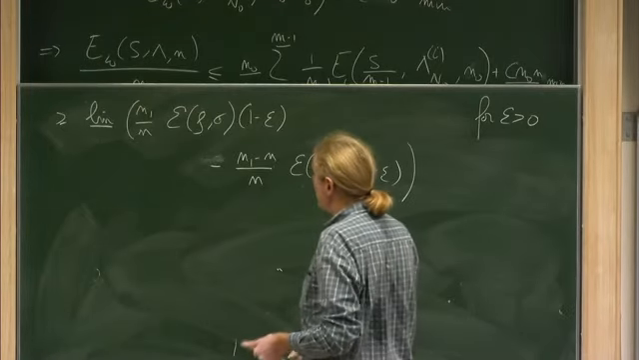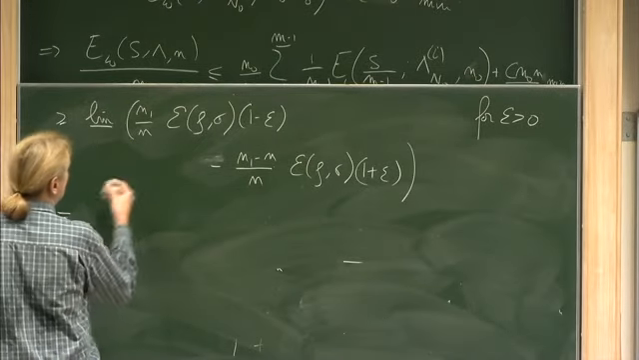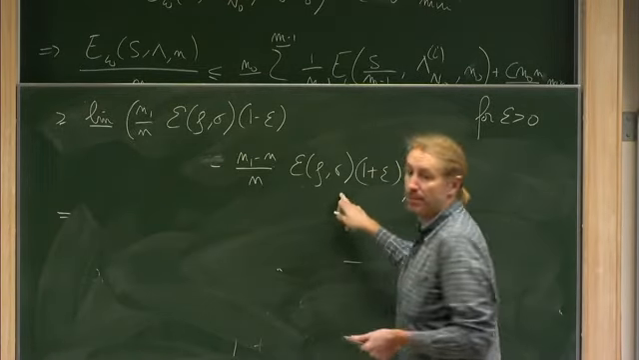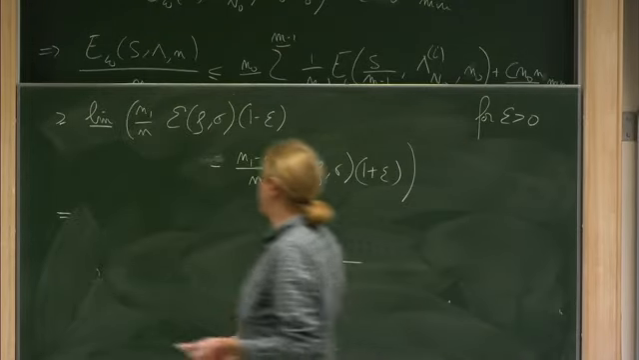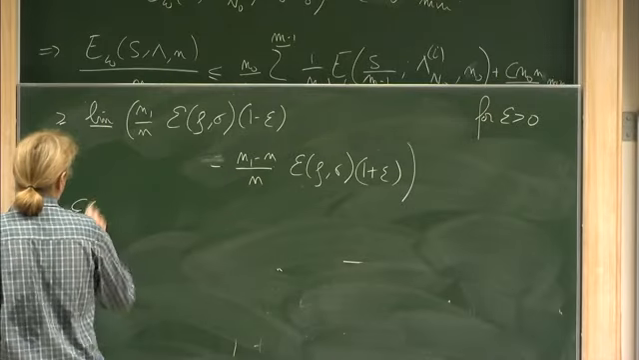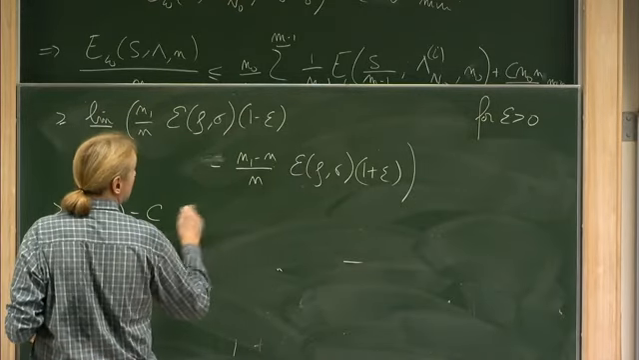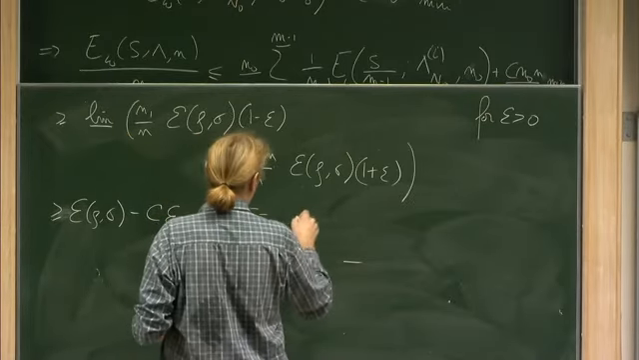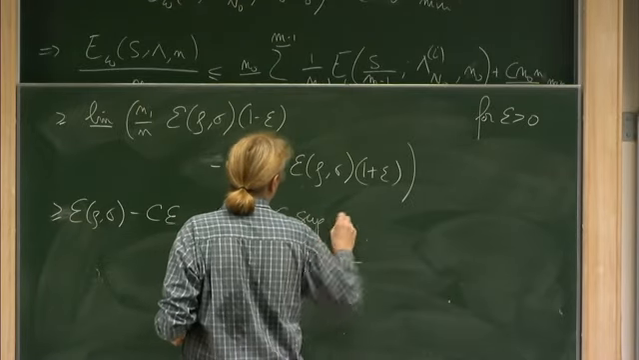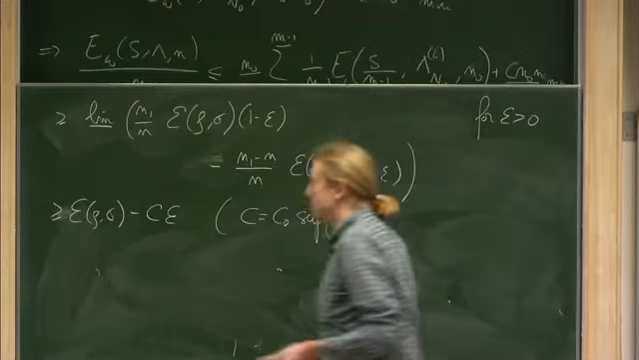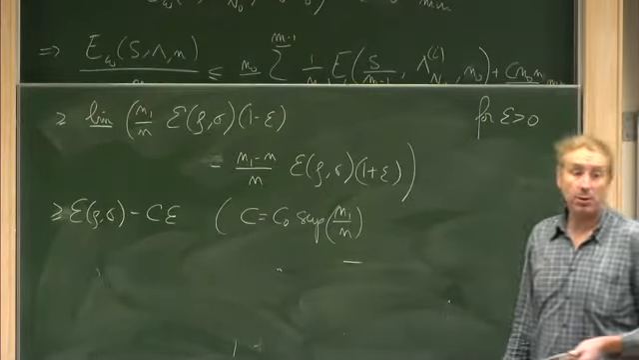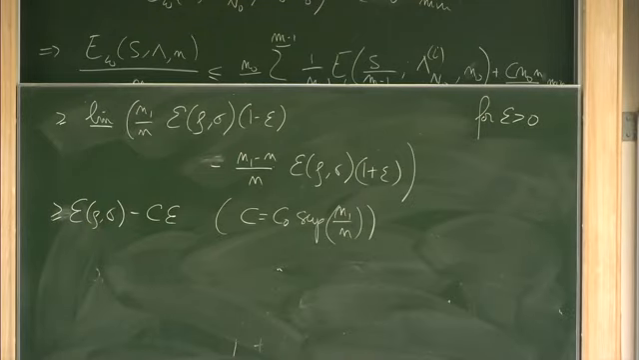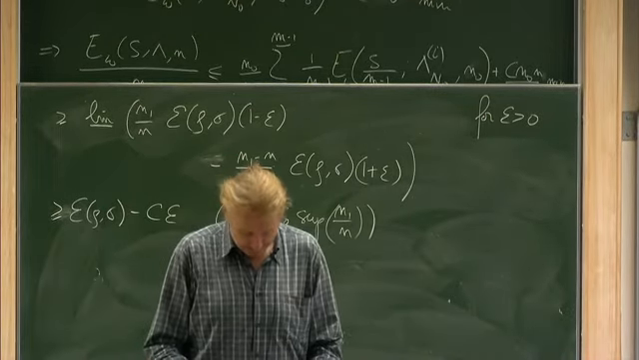Okay, and you see what happens. So these terms go away. n1 divided by n is bounded, and you get that this is larger than epsilon rho sigma minus a constant times epsilon, where the constant is a universal constant times the sup of n1 divided by n, which is something bounded. You just do the computation. And for any epsilon, you get the lower bound you're expecting. Okay, so this finishes this proof.